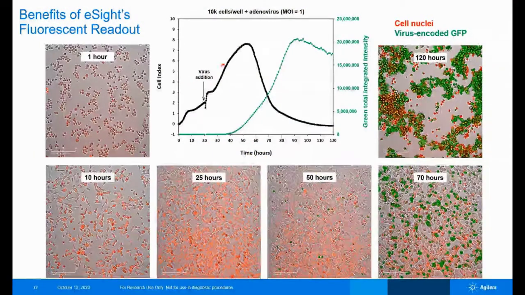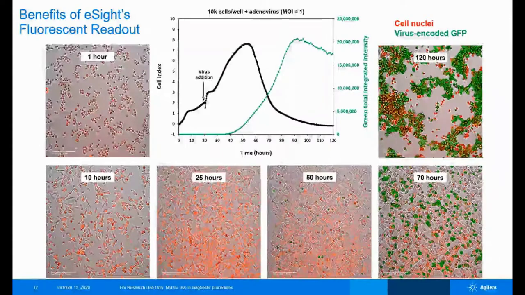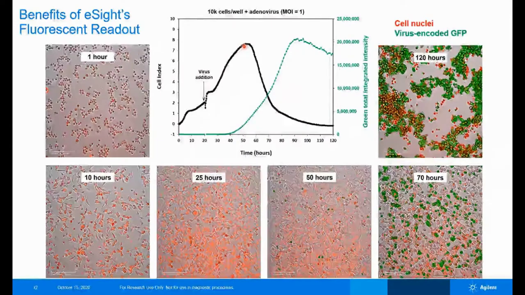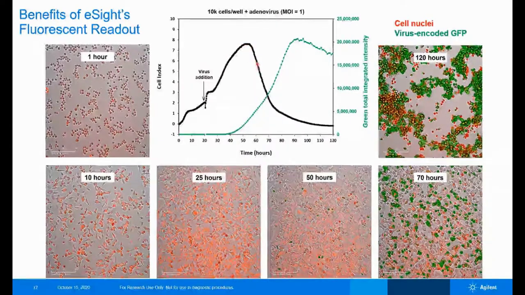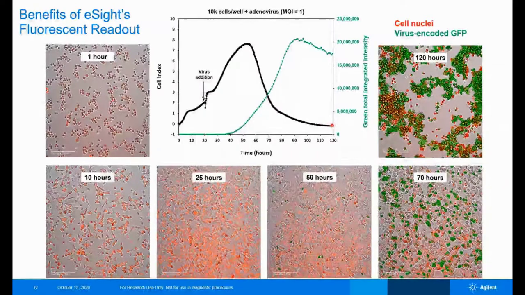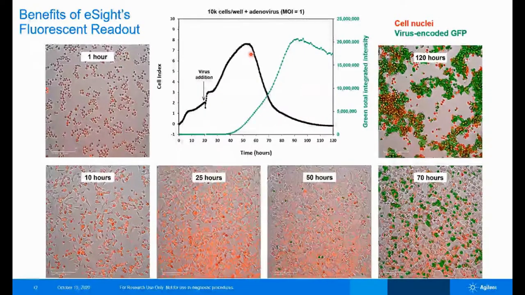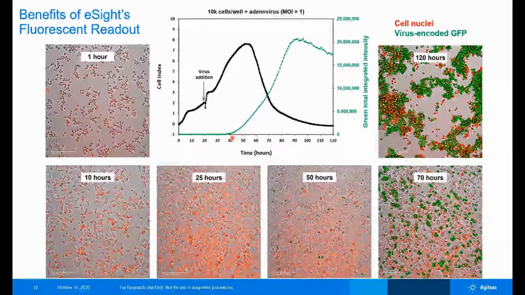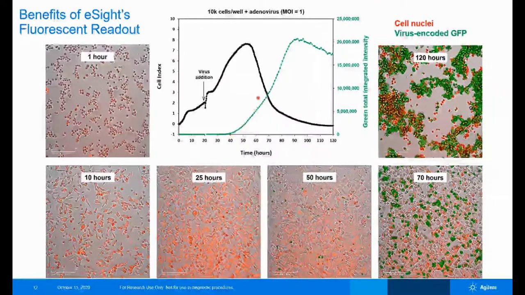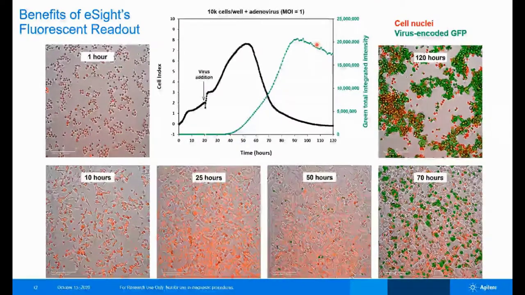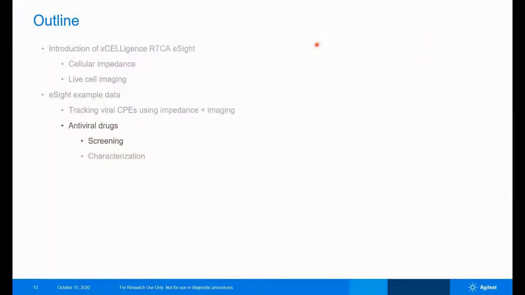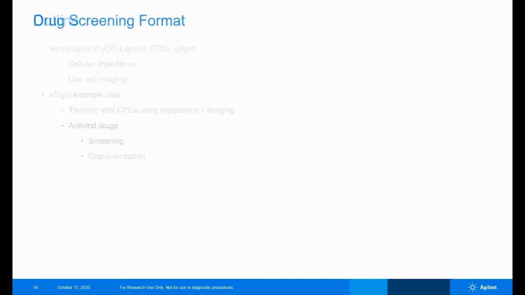This allows for us to juxtapose different types of information in a plot like the one shown here. Here again in black, we see the killing response by impedance and its inverse correlation with the signal for the virus-encoded GFP shown here. This just gives a general overview of what it looks like to track viral cytopathic effects using both of these types of output. And we'll move now to applying this in the context of antiviral drugs and a screening phase.